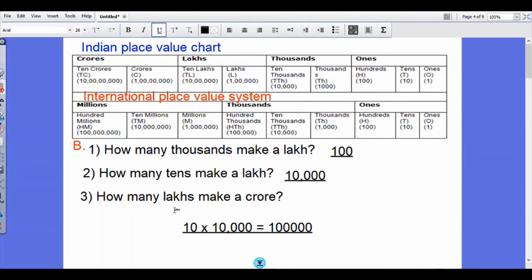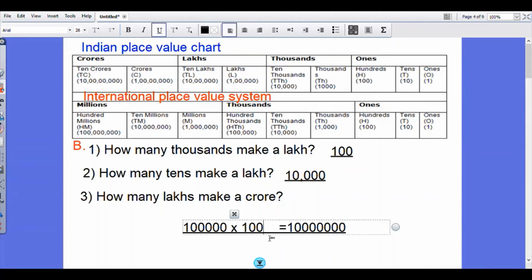Now the next question. How many lakhs make a crore? Where is lakh? Lakh is here and crore is here. So 1, 2. That is 100. How many lakh? 1, 2, 3, 4, 5. In crore, how many zeros are there? 3 and 3, 6. 1, 2, 3, 4, 5, 6 and 7. It means in crore 7 zeros are there. So 5 is here and now 100.